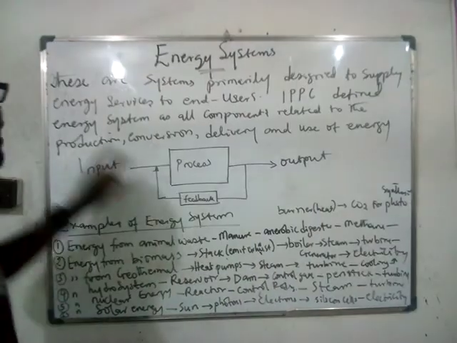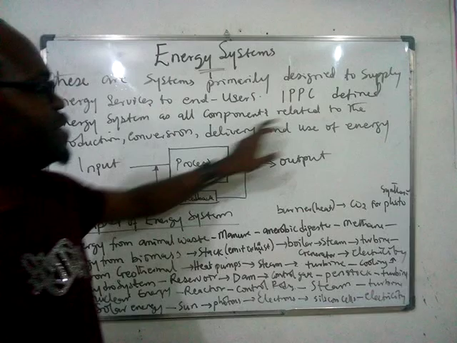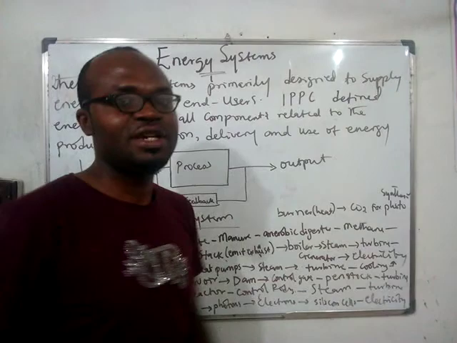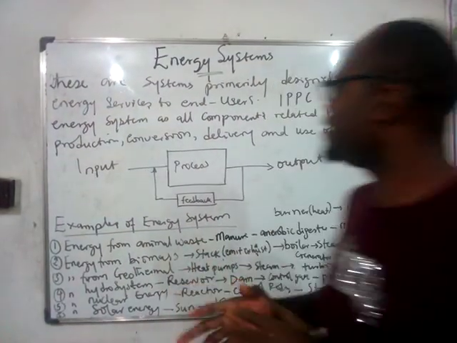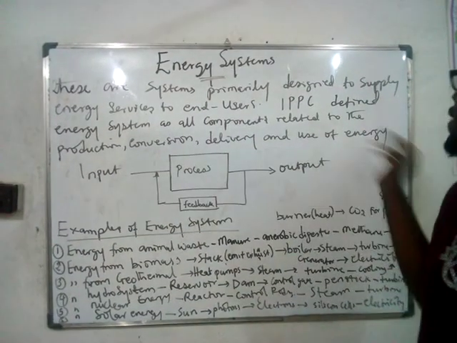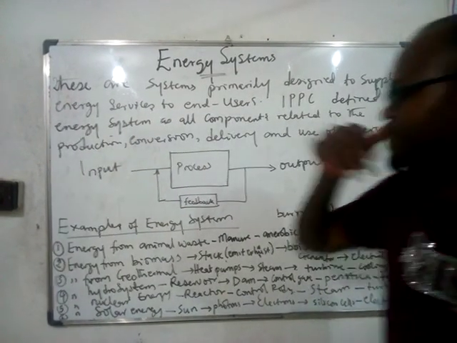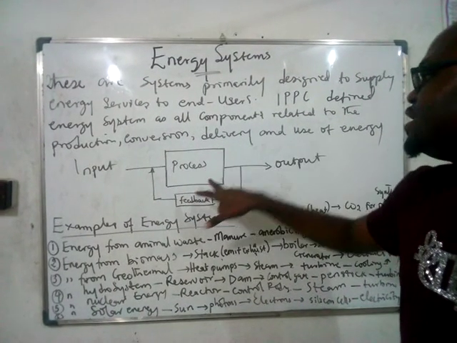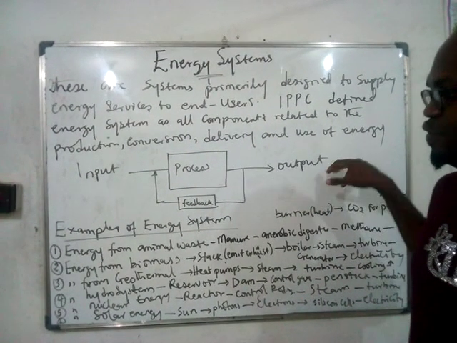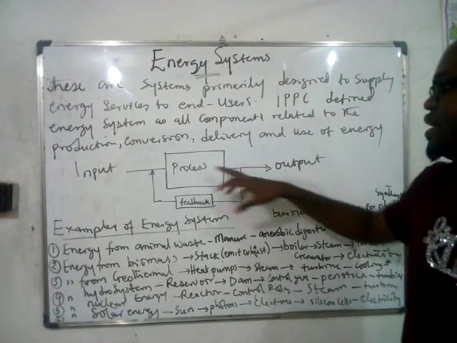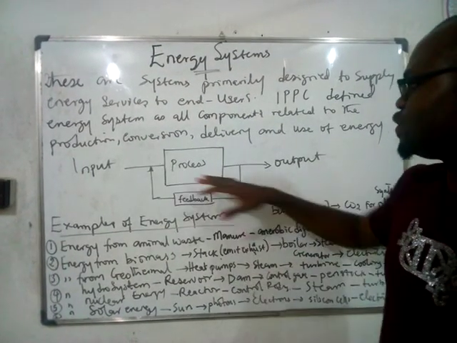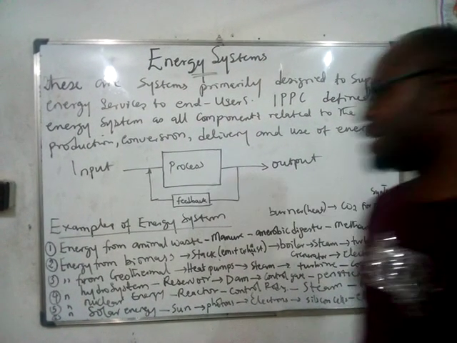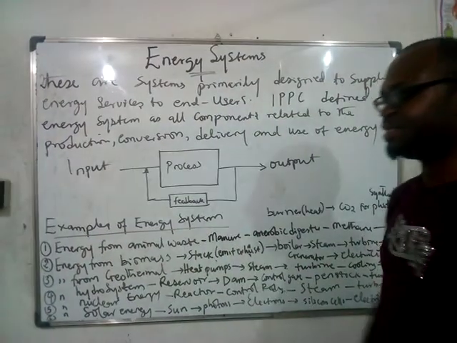IPCC defines energy system as all components related to the production, conversion, delivery, and use of energy. So all those components that are related to the production, conversion, and delivery and use of energy are known as energy system. So say from input from the source, you get to the process, which is the technology, that gives back to the output, which is the end user. That is what we call energy system. Then there could be feedback control, to manipulate the input in order to give the required output. Now, what are the examples of the energy systems that we have?